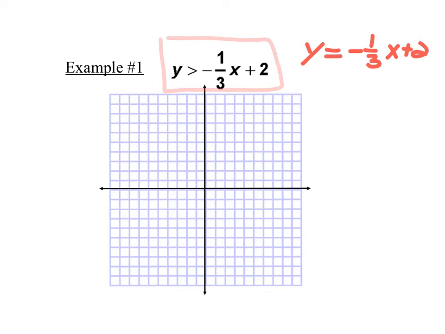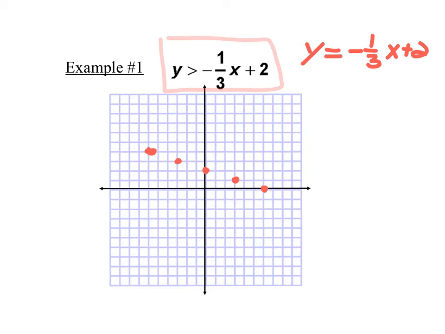Y-intercept is 2, and the slope is negative 1/3. That's down 1, right 3. Down 1, right 1, 2, 3. Now I also could go up 1 and left 3.